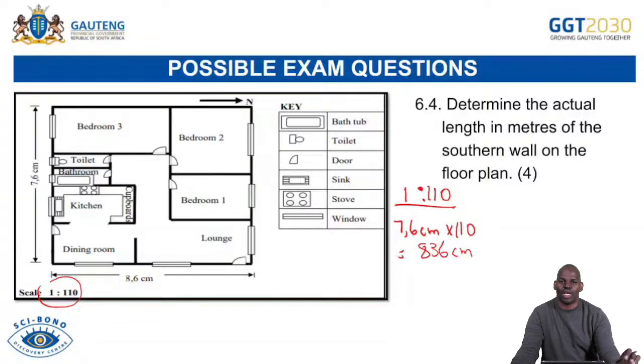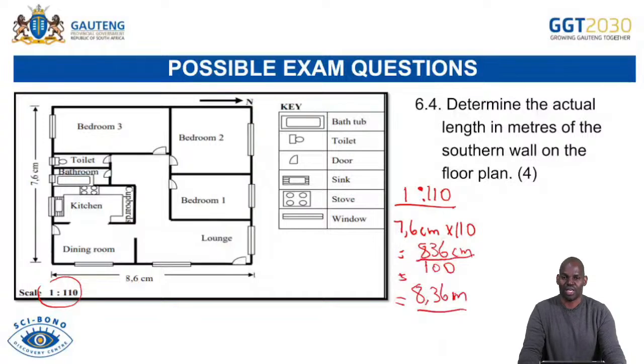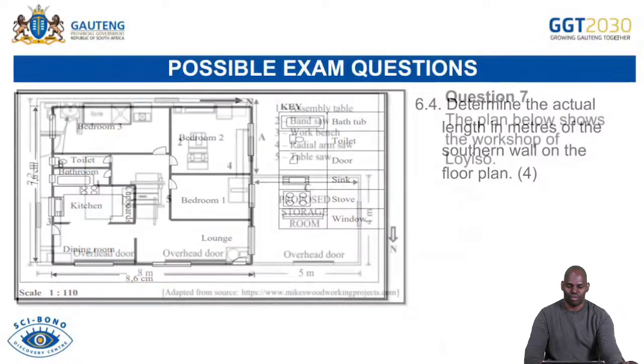This is the actual length, but they say this actual length must be in meters. The examiner has specified that. So we need to convert this. How do we convert from centimeters to meters? Come on, boys and girls, this is something that you need to know. We need to divide by 100. So you take 836, you divide it by 100, and it gives you 8.36, which is now in meters. That is the answer for 6.4.